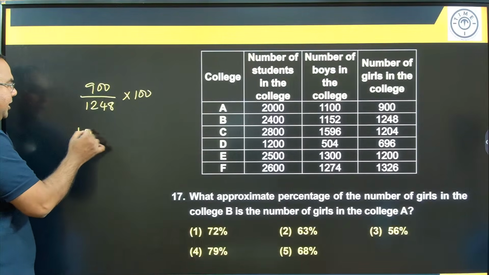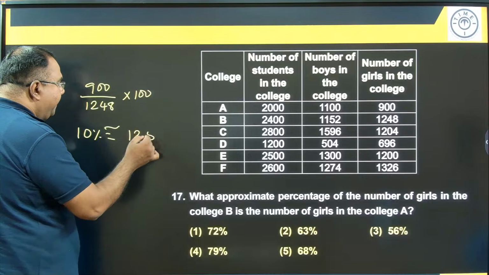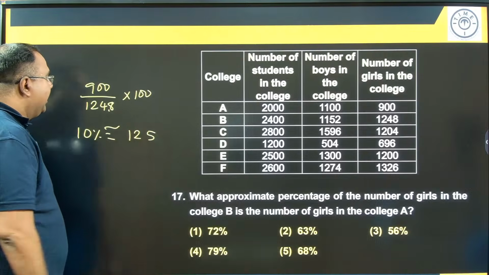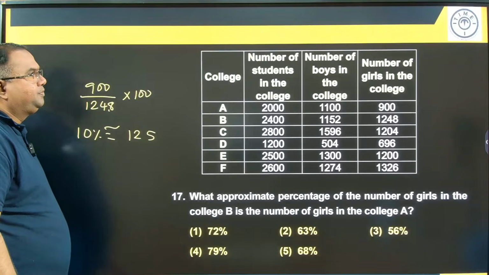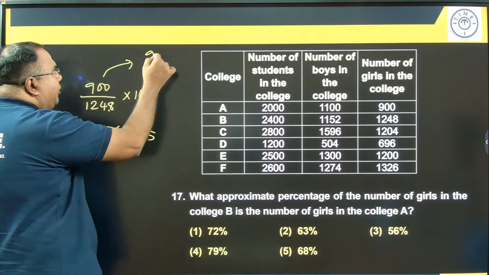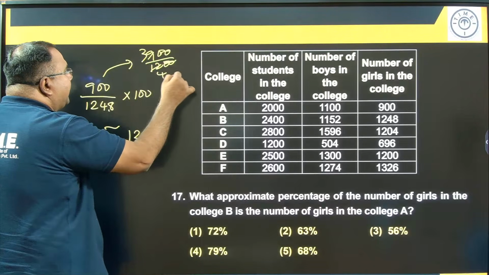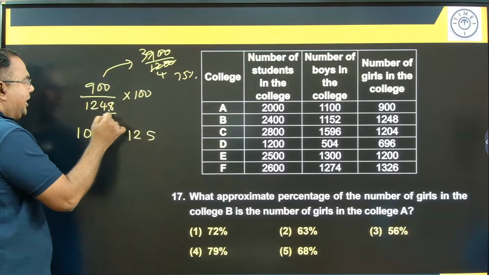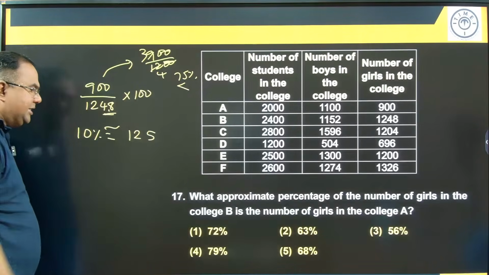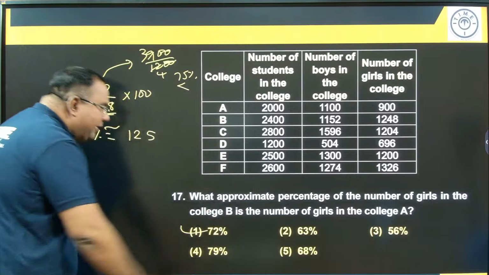How much is 10%? Approximately, options are quite far away. Approximately, can I say 125? 124.8 is nothing but 125, right? So we need 900. What is 900 by 1200? Otherwise, approximately you do like this. 900 by 1200, is it not 3 by 4? 3 by 4 will be how much percent? 75%. But instead of 1200, it is 1248. So my denominator is more. My answer should be slightly less than 75%. Out of all these answers, I can straight away mark 72.